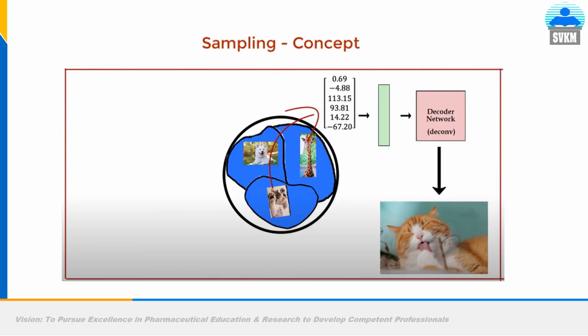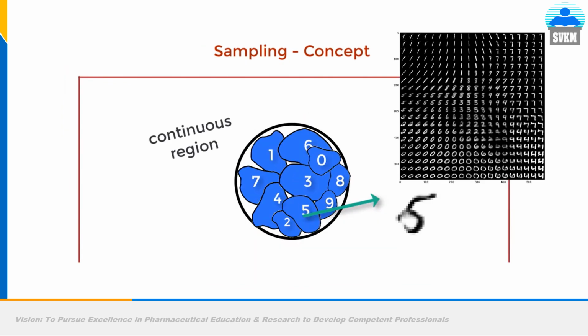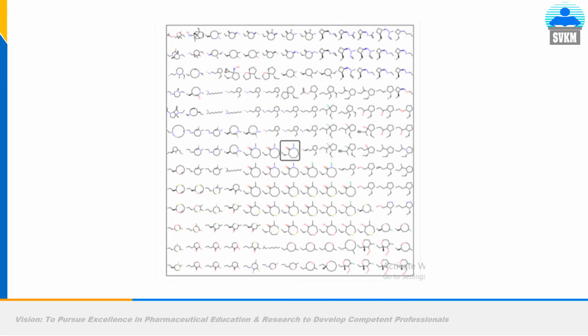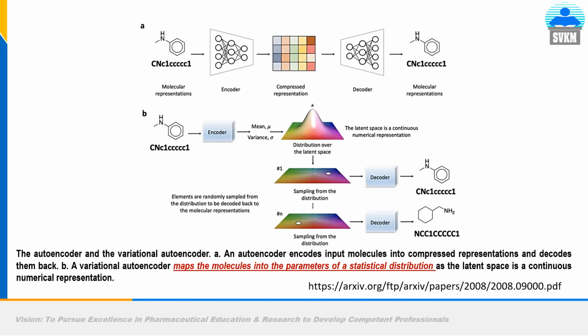So here suppose you have taken one particular sample, and the decoder will give the image of a cat. It may not be exactly like this cat, but you can further fine tune, you can pick something from the nearby area here or here. It is called a probability distribution. Same for numbers, same for molecular structures.